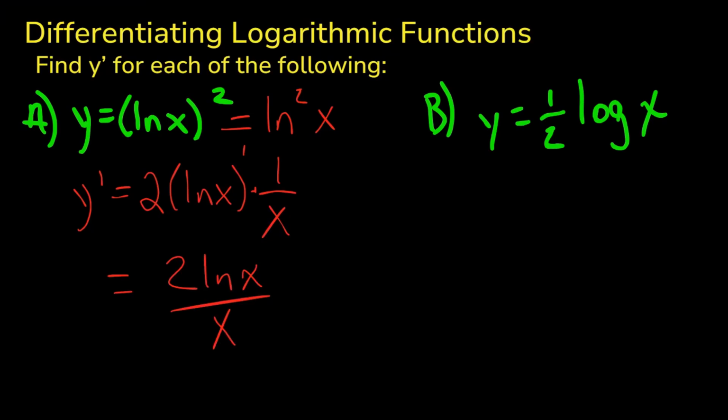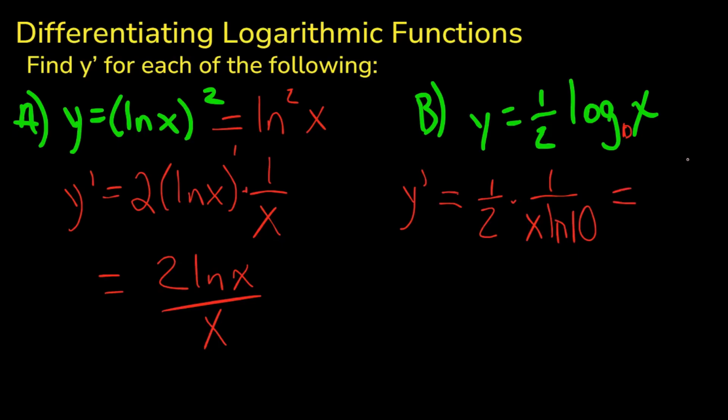Part B, if we take the derivative, so we have y prime equals 1/2 times log of x. Now remember, if it's just log of x and no base is written, it's understood to be the common log, which is base 10. So this would be 1 over x natural log 10. And then we could just rewrite that as 1 over 2x natural log 10.